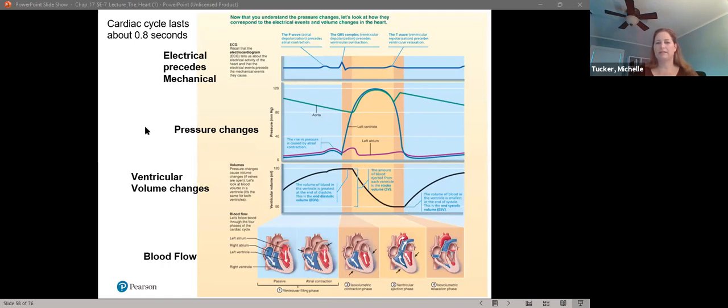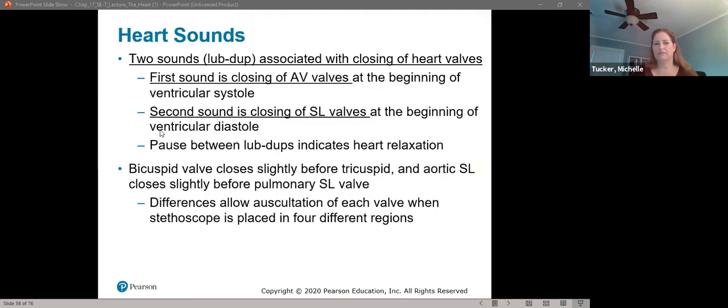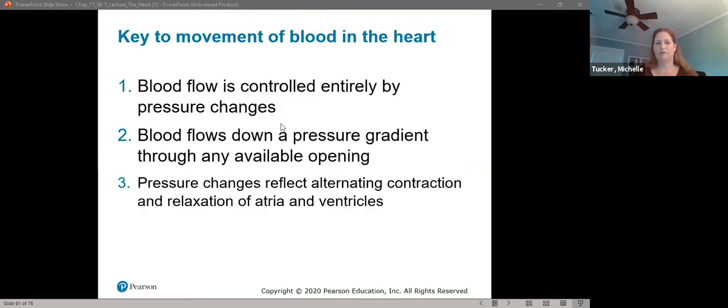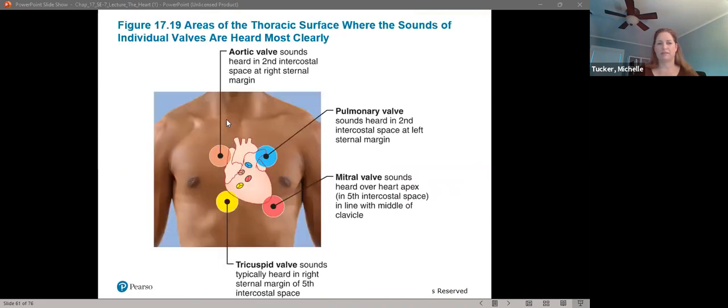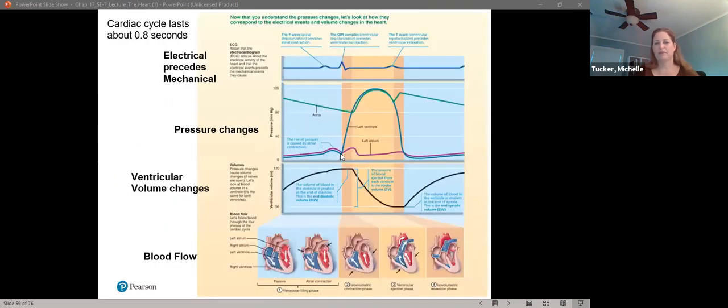And this leads into the two themes of today, which is blood flow is controlled by pressure changes, and blood flows down a pressure gradient through any available opening, which is why we have to open and close the valves in that particular sequence. So blood flow is controlled by pressure, and it's always going to go from high pressure to low pressure areas.